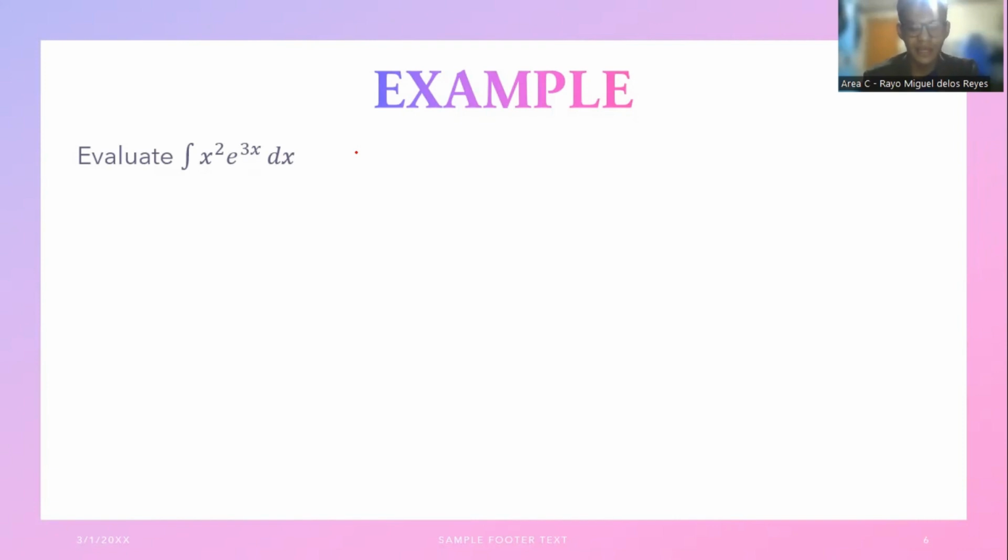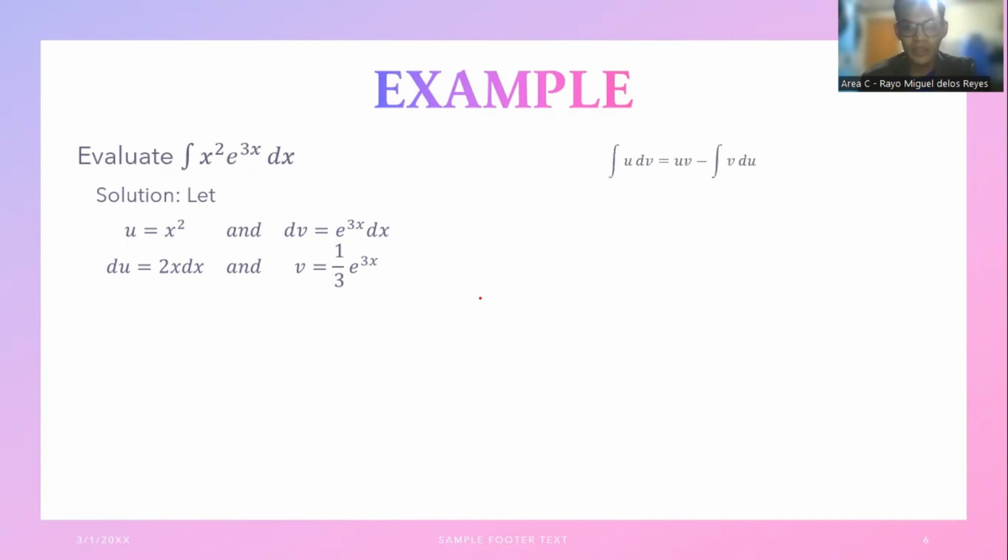And so, for our third example, we have the integral of x squared times e raised to 3x dx. Then, ayan, so, ganun lang din. We have, let u be x squared, dv is e raised to 3x dx, and kukunin natin yung derivative, that is, du is 2x dx, then the integral nito is 1/3 e raised to 3x.